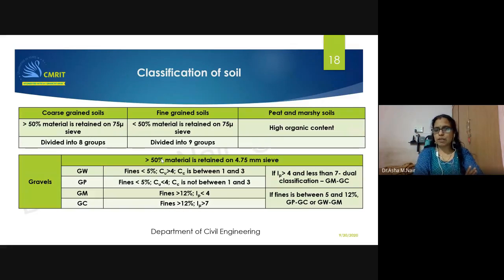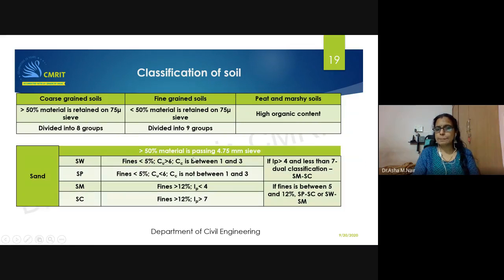Okay, if fines is less than 5% and Cu is greater than 4, it is going to be well graded. Otherwise it can be poorly graded. If those conditions are not satisfied, it will be poorly graded. If the fines are greater than 12%, IP will be less than 4, then we can have silty gravels. M represents silty gravels, C represents clayey gravels. The same table, when it is greater than 6, the classifications will become SW, SP, SM, SC. That's all. This is the difference. Okay, the rest all remains the same.